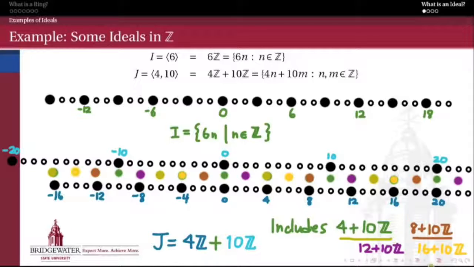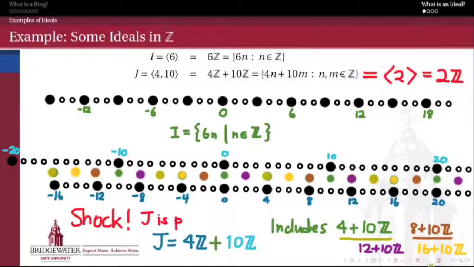And it also includes 16 plus 10z. And by the time I've gone through all 4 of those cosets of 10z, if you like, take a look at what I've highlighted. I've actually highlighted every single even integer. So it turns out that the ideal which we get by adding 4z and 10z together is exactly the principal ideal generated by the number 2.